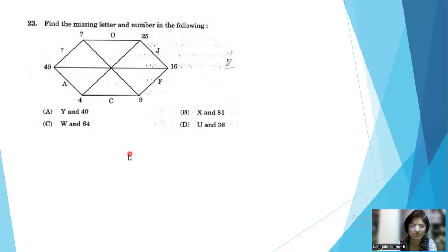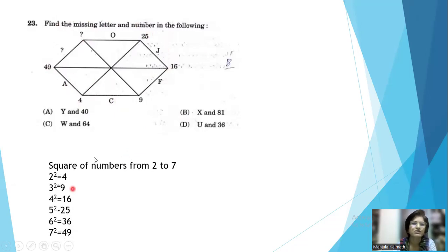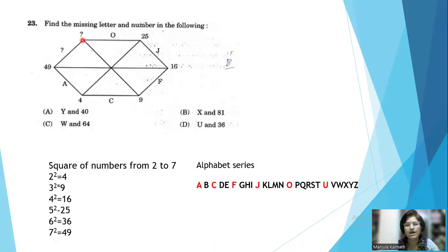So the result for the numbers: here we have 2, 3, 4, 5, and 6. 6 square is 36. 36 will come in this place. So the number is 36. And like that, for the alphabet, which letter will come? Now here you have to notice the differences. A to C is a single difference.